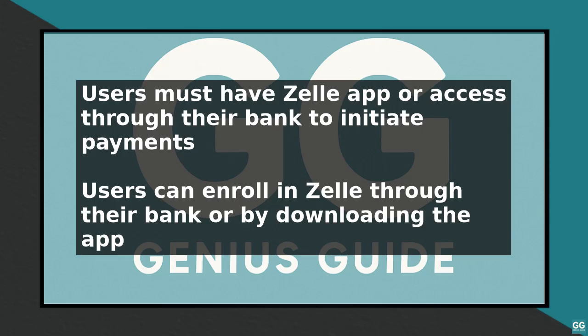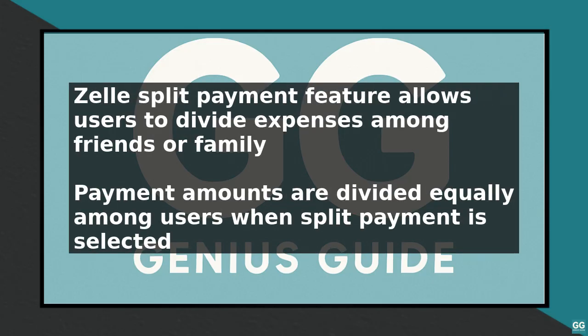You will then be prompted to enter the number of people you want to split the payment with. This can be a group of friends, family members, or colleagues. Enter the number of people and the payment amount will be divided equally among them.